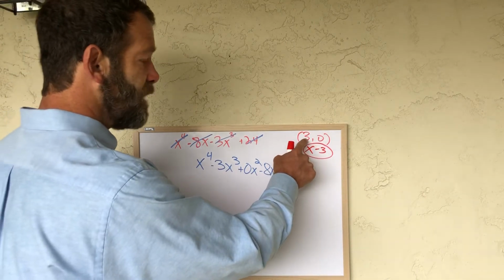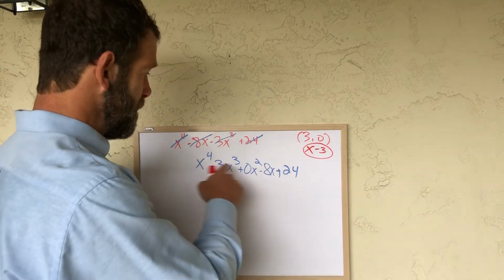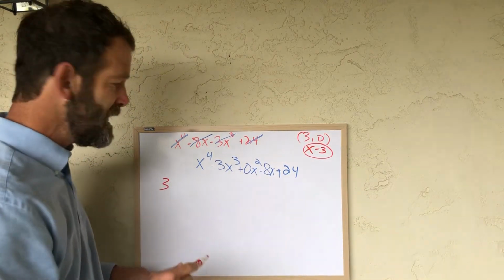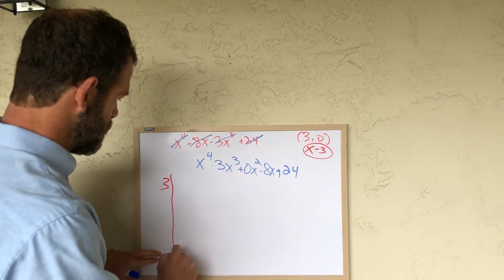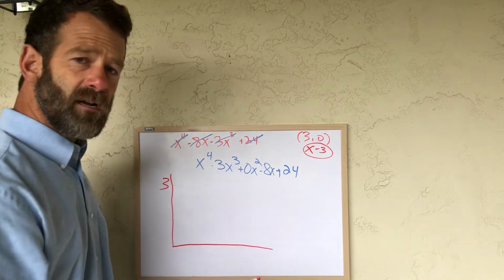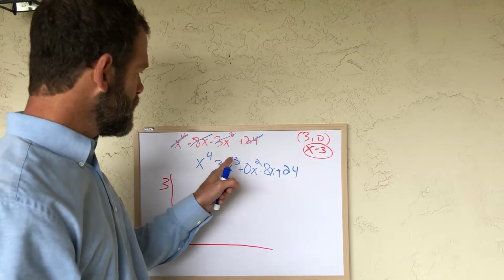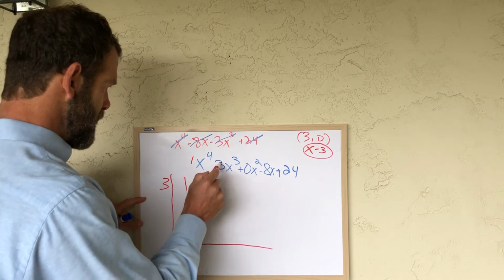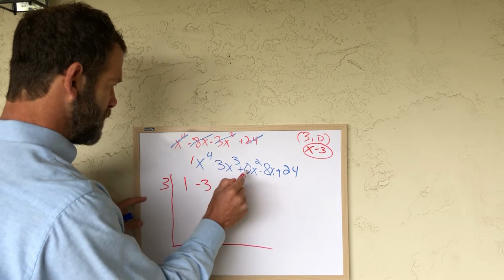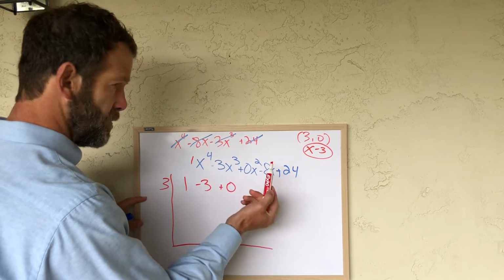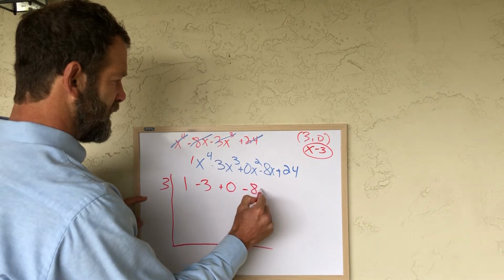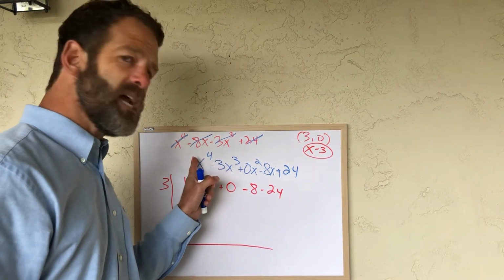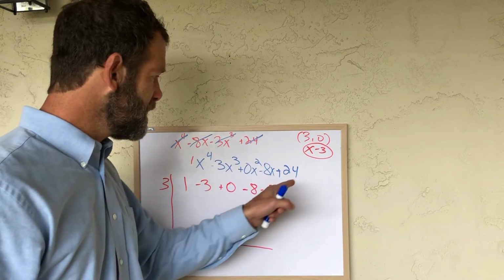So what I do is I take one of the roots that I know goes into this. One of the roots is 3, and this is how you're going to set it up. You're going to put a 3 on the outside, and then you're going to list every single coefficient on the top. I have a coefficient of 1 here. I have a coefficient of negative 3. I have a coefficient of positive 0 or just 0. I have a coefficient of negative 8 and of negative 24. You have to line it up from your highest exponent dropping by 1 exponent every time.